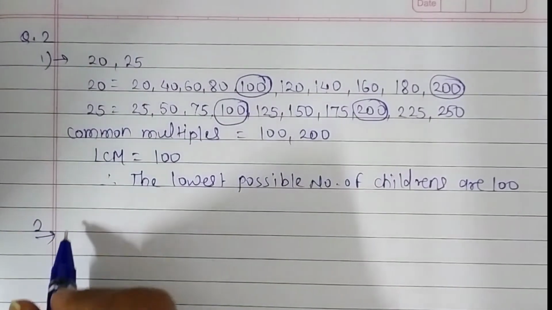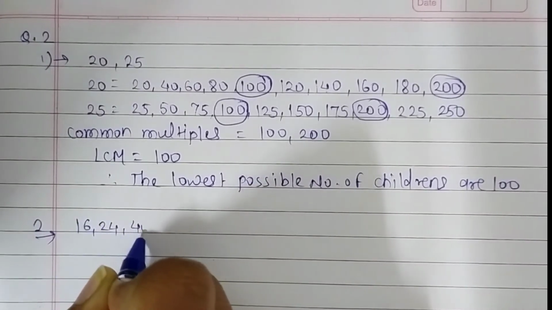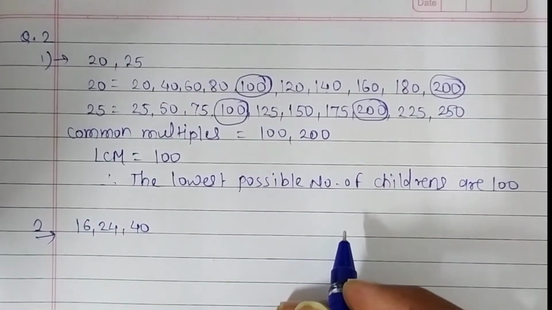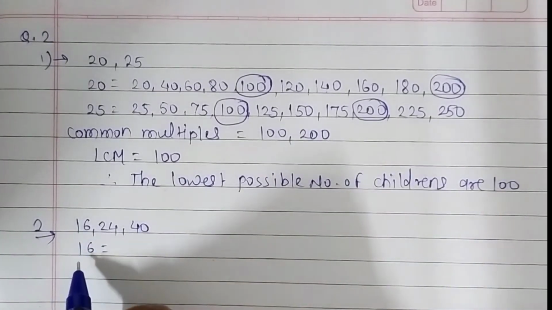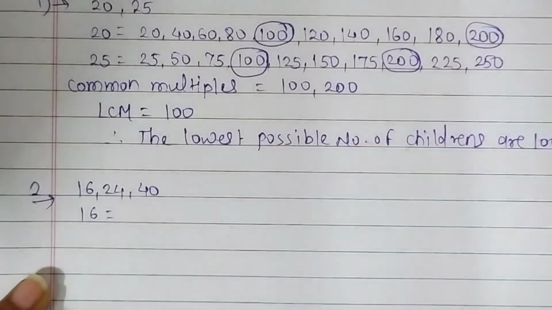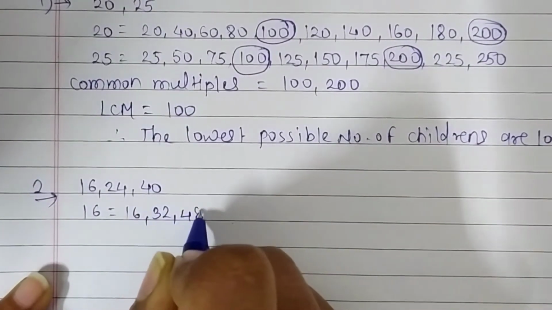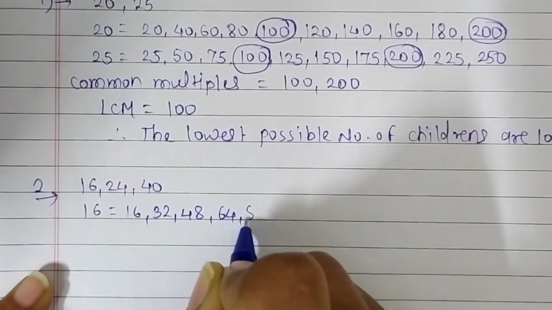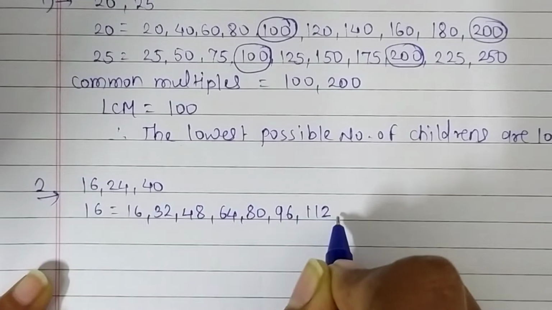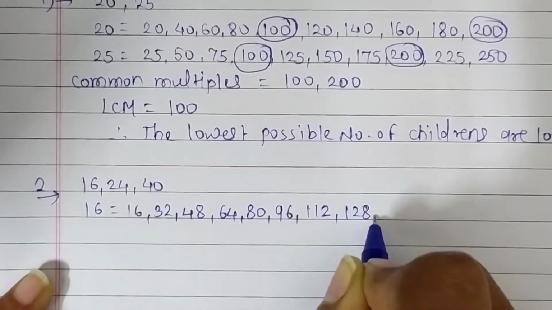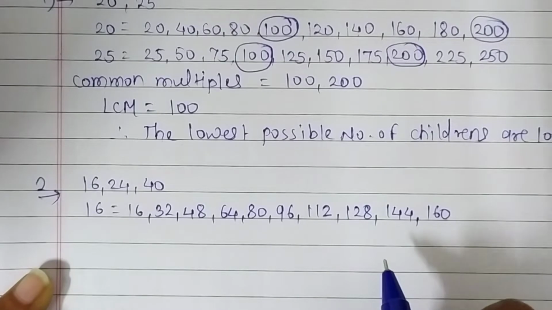So the second question's answer: let's find 16, 24 and 40's LCM. First of all we are going to write their tables and then find the common multiples. 16's table: 16 1s are 16, 16 2s are 32, 16 3s are 48, 16 4s are 64, 16 5s are 80, 16 6s are 96, 16 7s are 112, 16 8s are 128, 16 9s are 144, and 16 10s are 160.